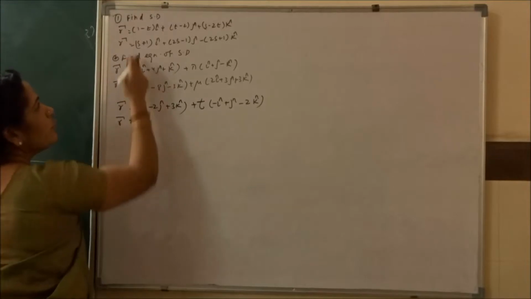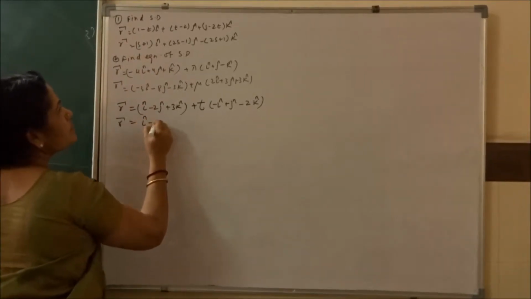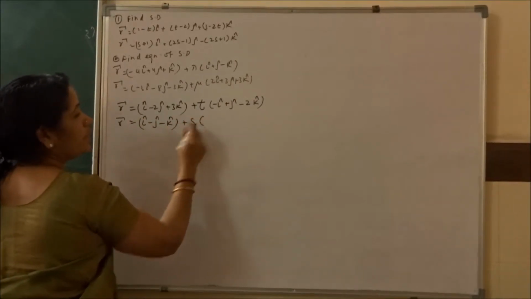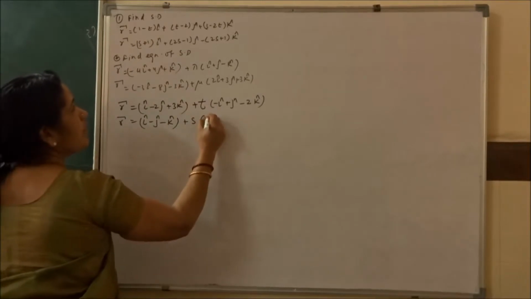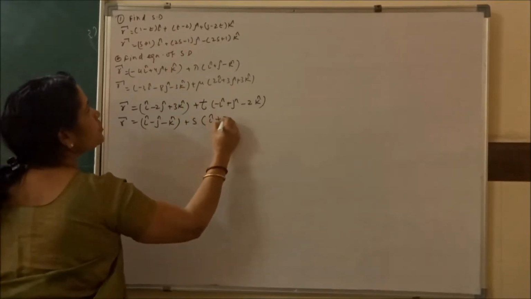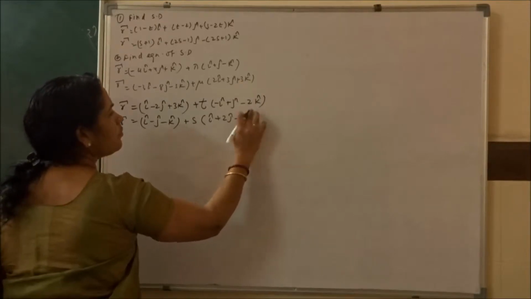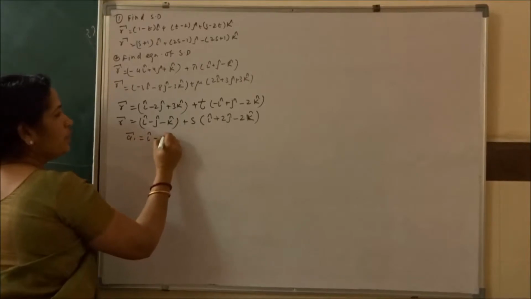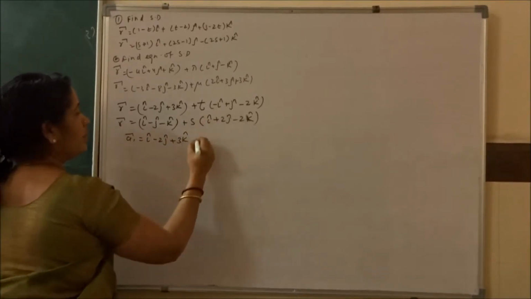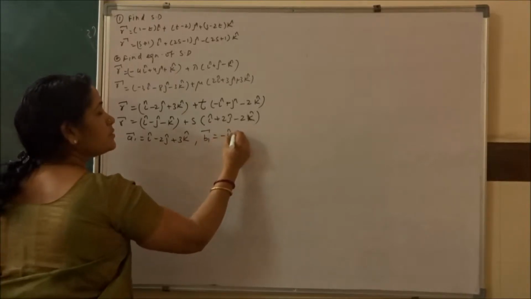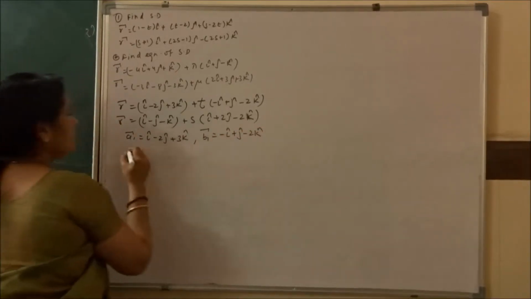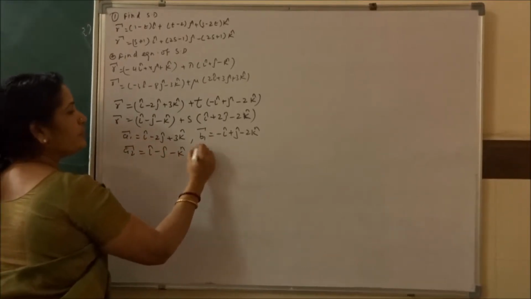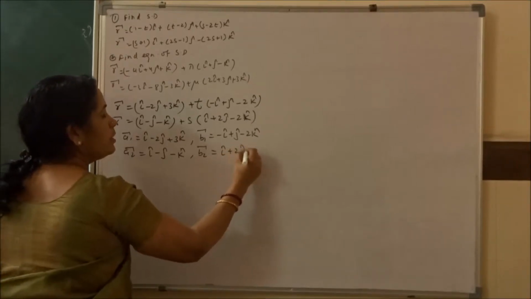Now r vector equal to another line I am collecting: i minus j minus k. Clear? Plus s into, the scalar is given here, plus s into i plus 2j minus 2k. Now what is a1 vector? a1 vector is i minus 2j plus 3k and b1 vector is minus i plus j minus 2k. Then a2 vector is i minus j minus k and b2 vector is i plus 2j minus 2k.